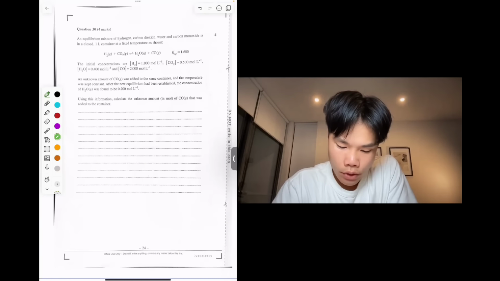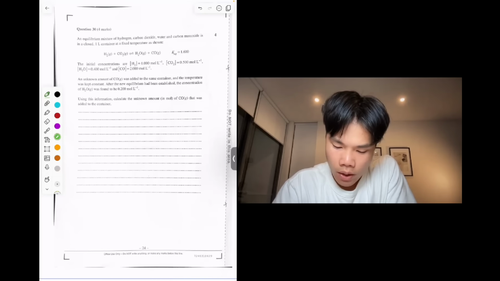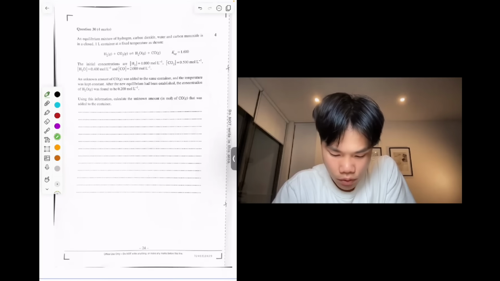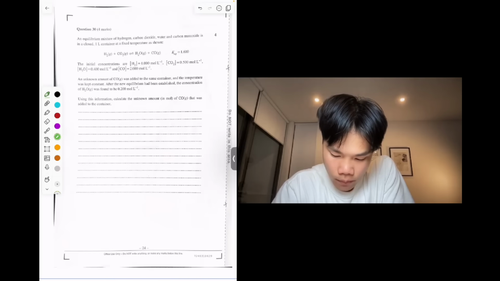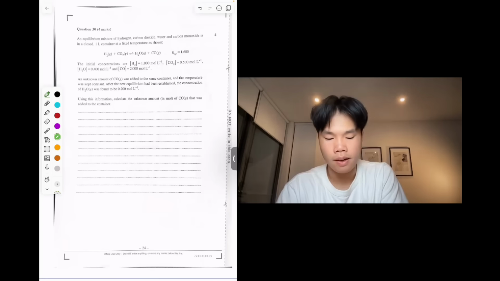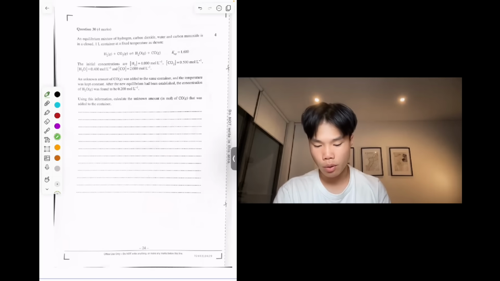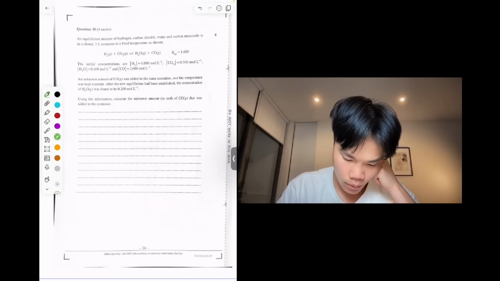Question 30, an equilibrium mixture of hydrogen, carbon dioxide, water, and carbon monoxide is in a closed 1 liter container at a fixed temperature as shown. H2 plus CO2 goes to H2O and CO with a Keq of 1.6. The initial concentrations are H2 being equal to 1 mole per liter, CO2 0.5 mole per liter, H2O 0.4 mole per liter, and CO 2 moles per liter. An unknown amount of CO was added to the same container, and the temperature was kept constant. After the new equilibrium had been established, the concentration of H2O gas was found to be 0.2 mole per liter. Using this information, calculate the unknown amount in mole of CO that was added to the container.